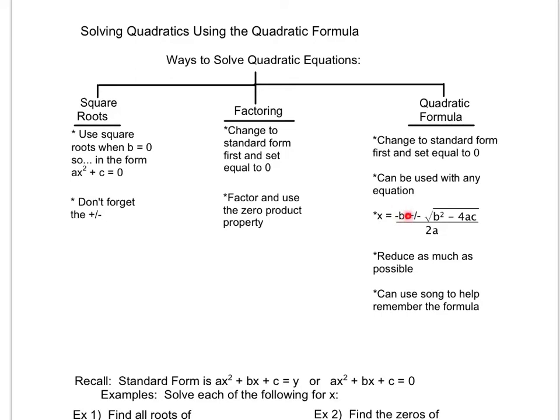And it is going to be negative b plus or minus, because remember we want to get two answers, the square root of b squared minus 4ac all over 2a. We will use order of operations and reduce that as much as possible. There is a song to help you remember the formula. There is a video link on gilpinschool.net to reach that quadratic formula song. I'm not going to sing it.